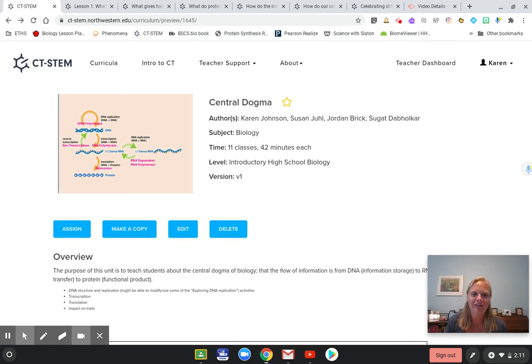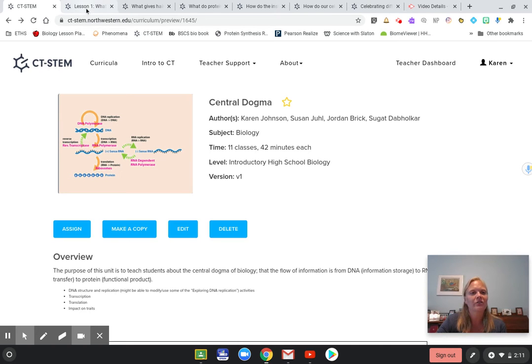I teach a couple different levels of introductory biology, and the unit that I worked on this summer is about the central dogma, so that's the DNA codes for RNA, which codes for protein. This unit has been a struggle for a lot of students in the past because of how technical DNA and RNA seem when you jump right into them. So we're approaching it from a slightly different angle.